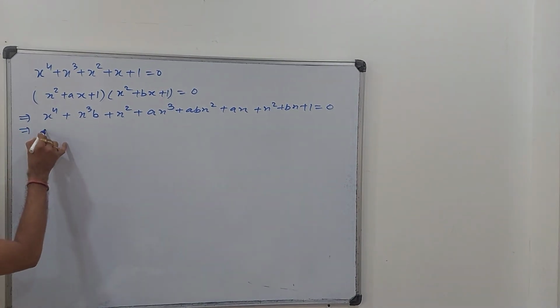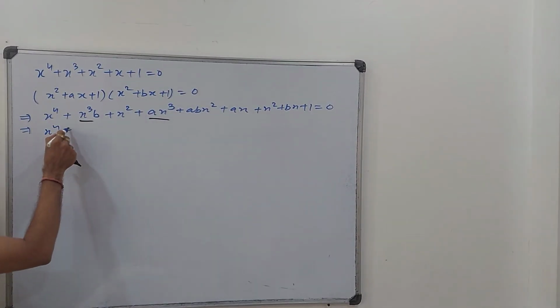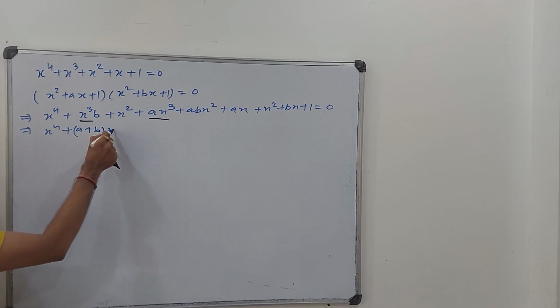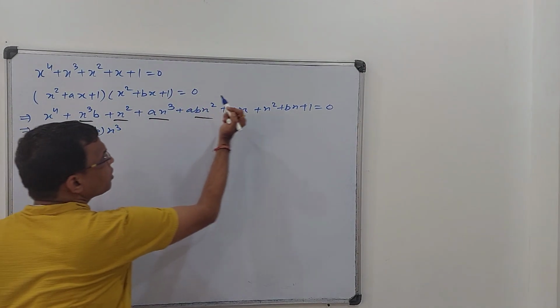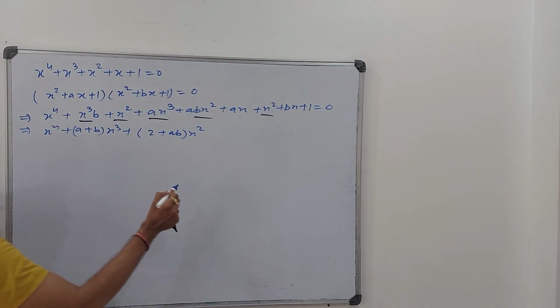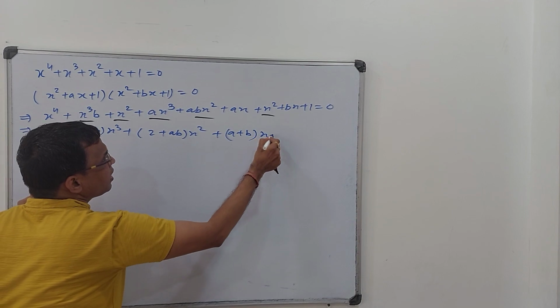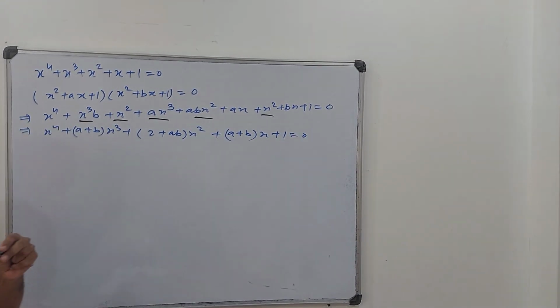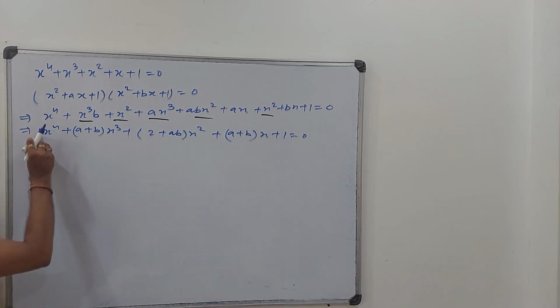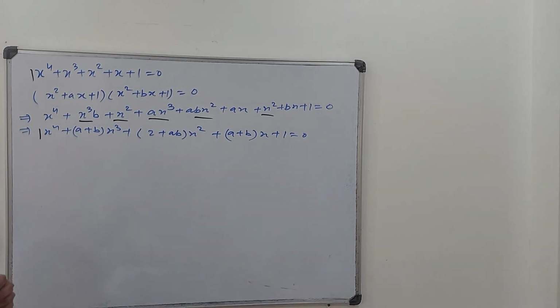Fine. Let me club the like terms: x power 4, then this is an x cube term and this is an x cube term, so I can write plus a plus b times x cube. Then I have x square terms, so 1 plus 1 is 2 plus ab, times x square. Then I am left with ax plus bx, so that means plus a plus b times x, and finally 1. Now just check that the x power 4 coefficient matches and the constant matches. For the rest we just need to compare and correlate.